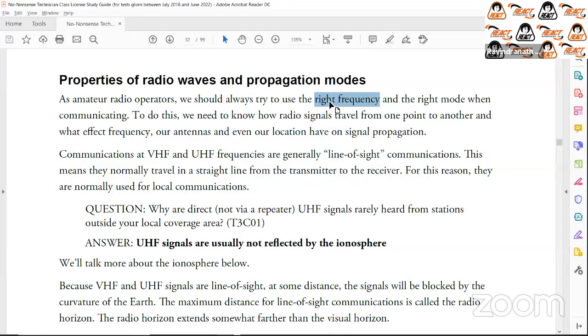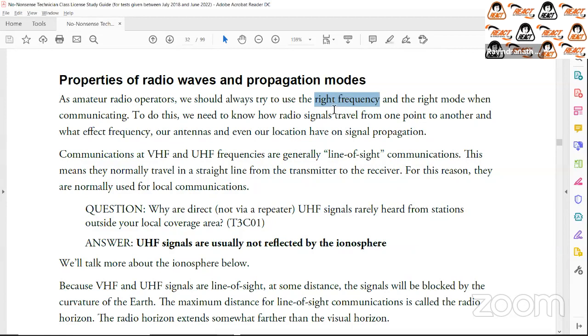So, we need to know when we need to communicate what frequency to use, because each of those frequencies behaves differently. HF properties are different to VHF to UHF. And because they're different, we need to know which to use when we need to communicate.